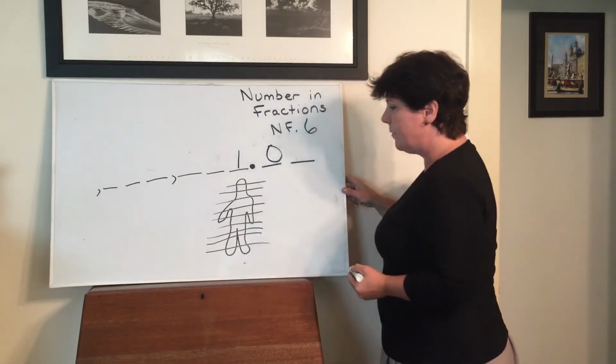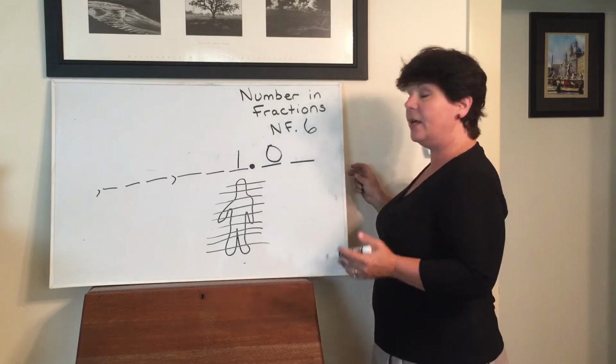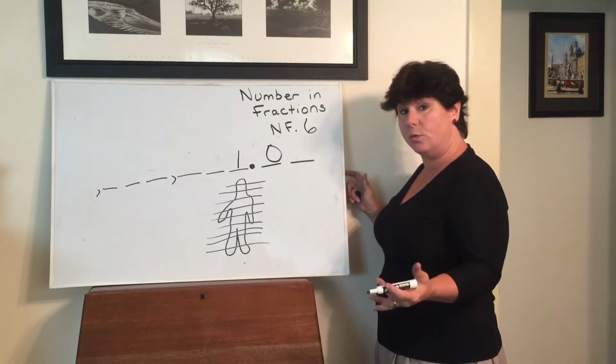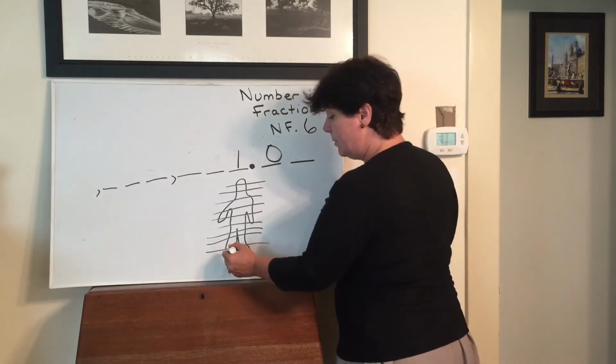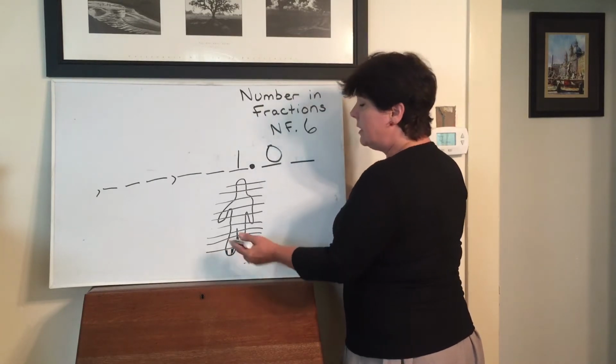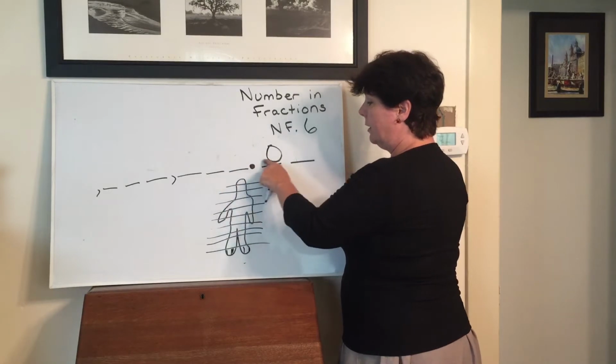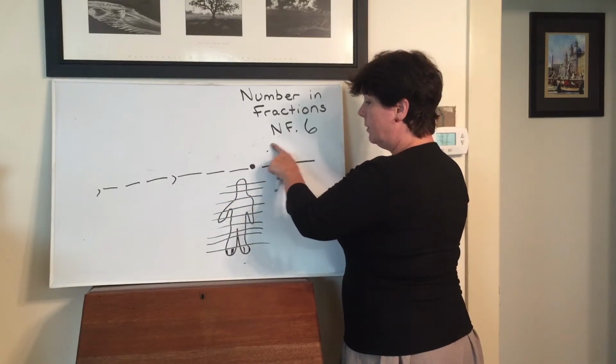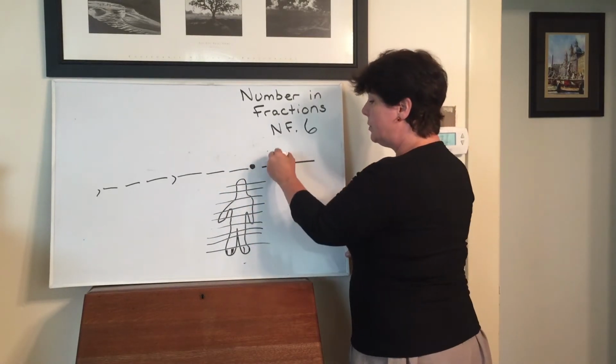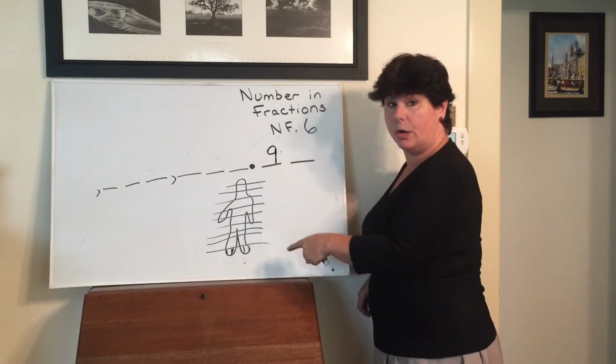Nine, 10. And if one piece were removed, let's say 1/10, then I would no longer have one whole. I would have 9 parts out of 10 parts of Barbie.